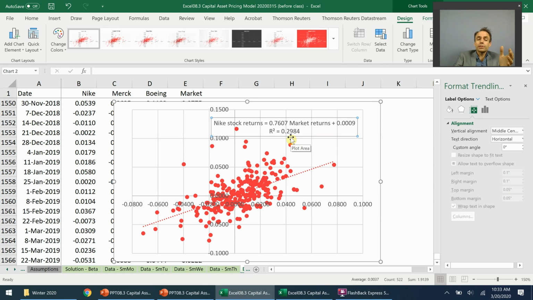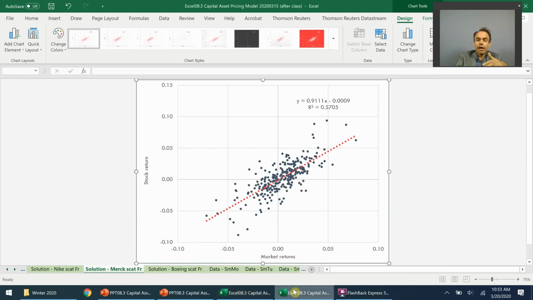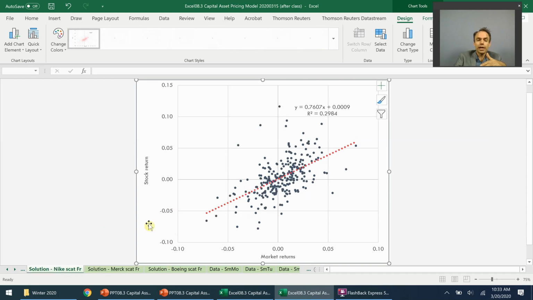So that's how we do a scatter plot. And you can see if I toggle over to our after class analysis and I click on the solution tab that says Nike scatter FR, that stands for the scatter plot for Nike using Friday to Friday returns, that's the chart that we should have produced, and it's the identical chart. So that's the first way we can estimate beta, by doing a scatter plot.